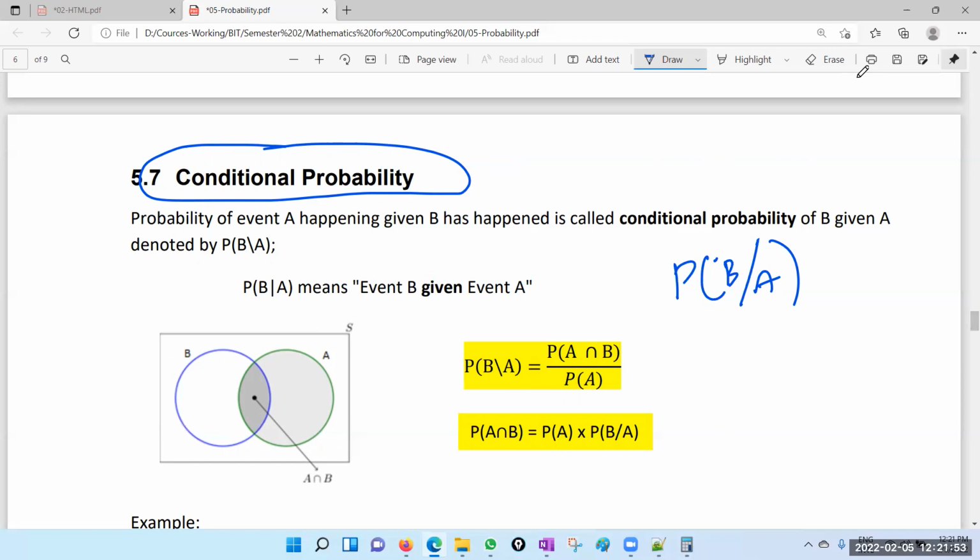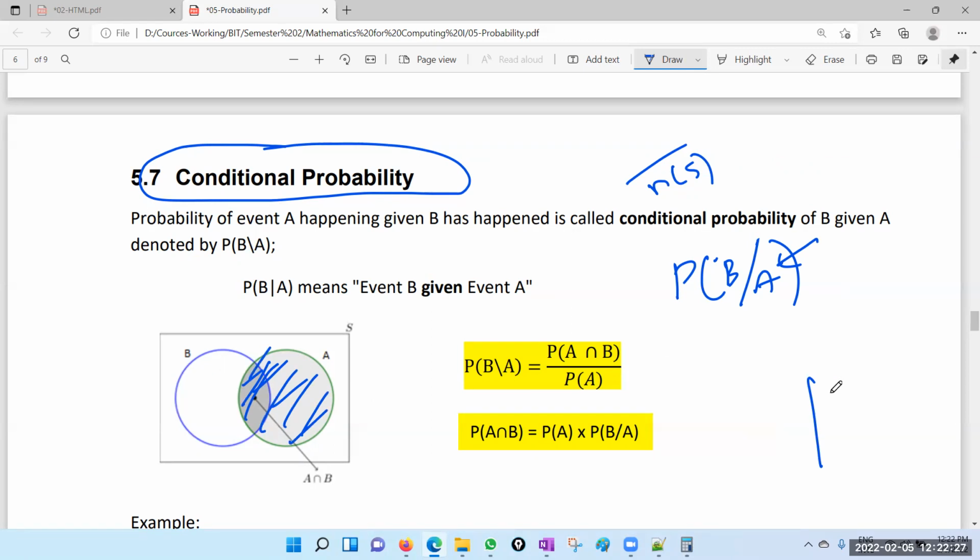Now, so far, when you calculate the probability, you divided by the number of elements in the sample space, because all the possible outcomes were taken. But now you don't have to take that, because it says A has happened. If A has happened, my sample space is now NA. The number of elements in my sample space is no longer NS, it is NA, because we know that A has happened.